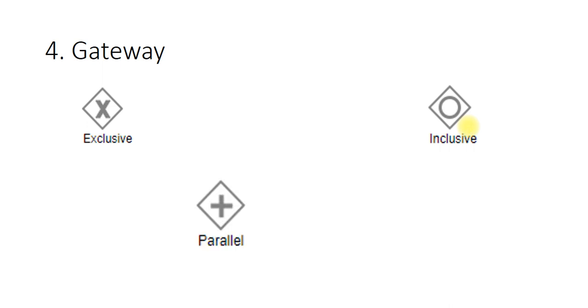Next is the parallel gateway, which allows tokens to emerge in parallel. That means if there are two alternatives coming out of the parallel gateway, both the alternatives would work in parallel.